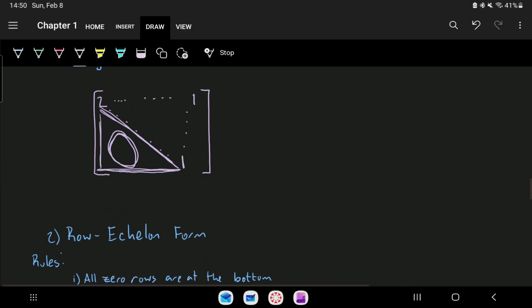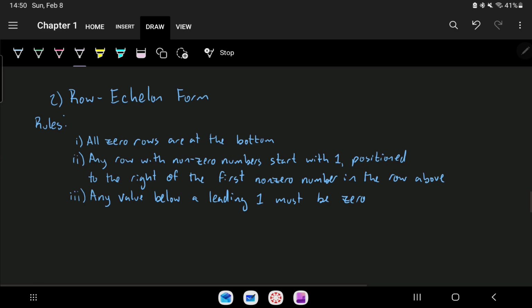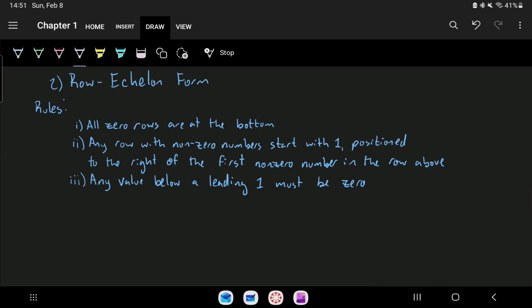But notice with triangular form, all the numbers on the diagonal could be 2, it could be 0, it could be 3, it could be 45, whatever you want. It doesn't really have any restrictions other than anything below those must be 0. For row echelon, there are a few different rules, so I'm going to sketch out a matrix as we go over these rules so that it all comes together.